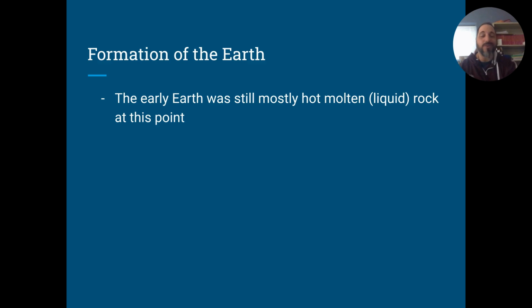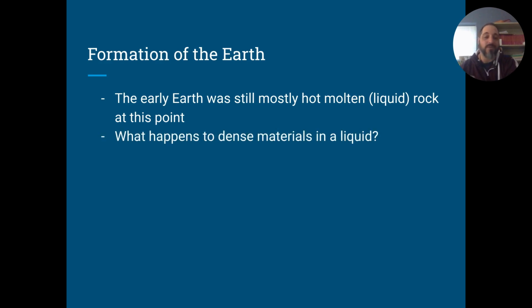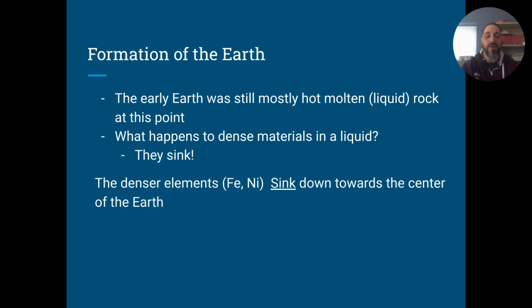So at this point, the Earth was still hot. It was mostly molten, which is liquid. The rock that made up the Earth was mostly just, think about it like lava or magma, liquid rock. It was that hot. So what's going to happen to dense materials in a liquid? Well, they begin to sink. In this case, they're going to be drawn towards the center of the Earth. So the denser elements, iron and nickel, are going to sink down towards the center of the Earth. And that's where they are today.